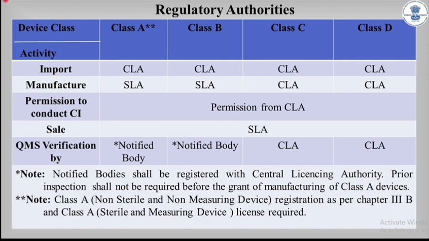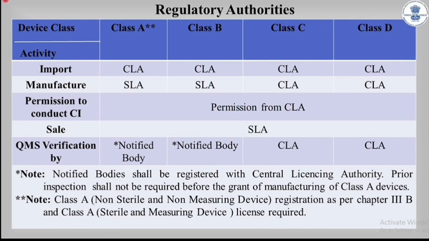So the regulation of medical devices is again based on the class, Class A to Class D. The authorities responsible for regulating these medical devices are also divided. For example, any import of any class of device, A, B, C, or D, comes under the purview of the central licensing authority, or the central government issues the license or the permission for the import of such devices.